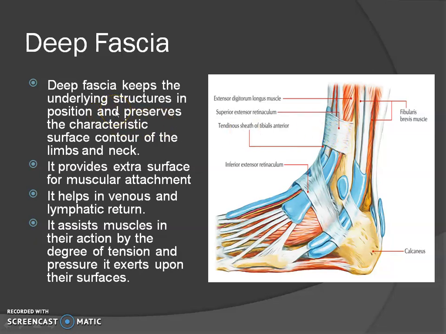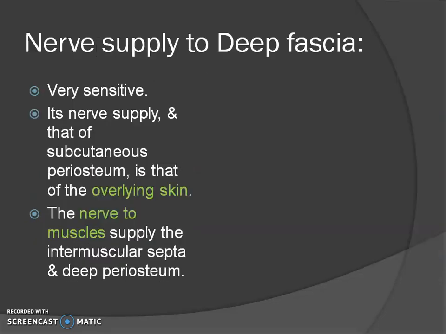Deep fascia keeps the underlying structures in position and preserves the characteristic surface contour of the limbs and neck. It provides extra surface for muscular attachment, helps in venous and lymphatic return, and assists muscles in their action by the degree of tension and pressure it exerts upon their surfaces.